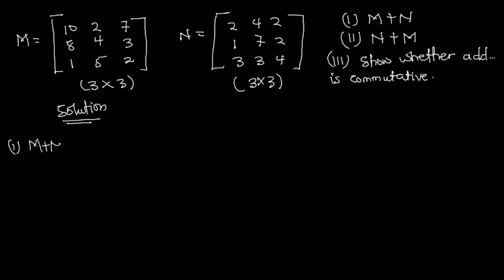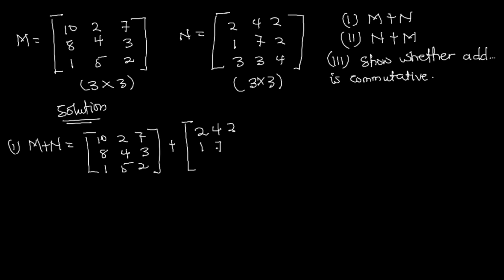M plus N is simply the addition of the two matrices that we have. So we have 10, 2, 7, 8, 4, 3, then 1, 5, 2, plus the second matrix, which is 2, 4, 2, 1, 7, 2, and then 3, 3, 4. Let me use another color to show the final result. First of all, we add the 10 over here to the 2 over here. So 10 plus 2 gives us 12. Then we add the 2 with the 4, so 2 plus 4 gives us 6. Then we add the 7 to the 2, so 7 plus 2 gives us 9.